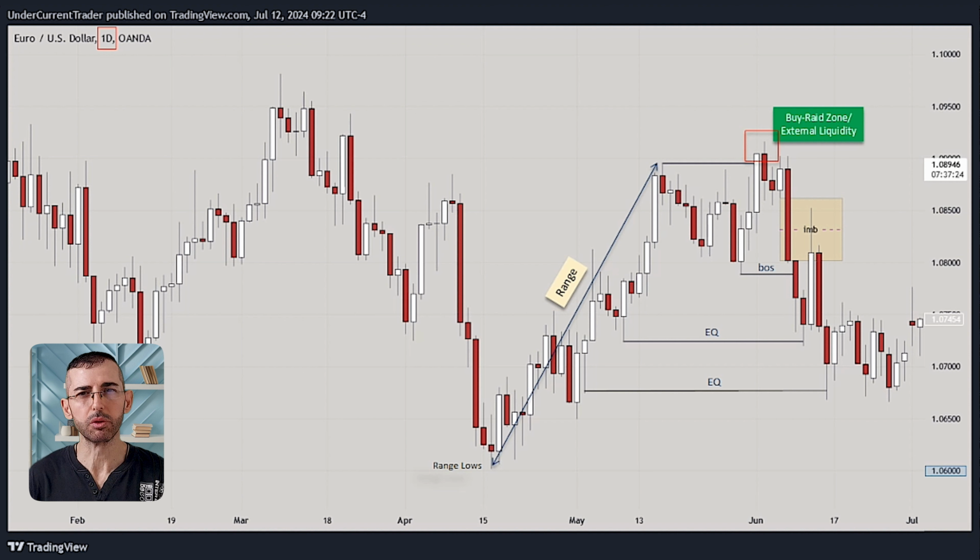So let me walk you here through my simple daily process for finding the market's intraday bias. First things first. I pull up the daily chart and start looking for key structural price patterns and liquidity levels. For example, in this daily FX chart, we have this high point where the price went up, forming a buy rate liquidity zone clearly outside of this range.